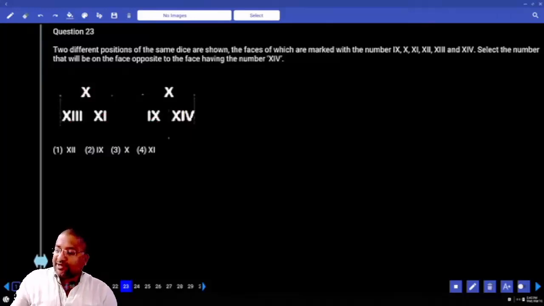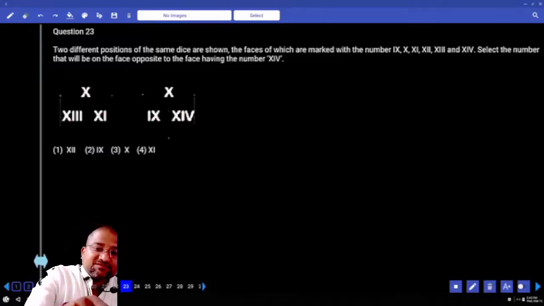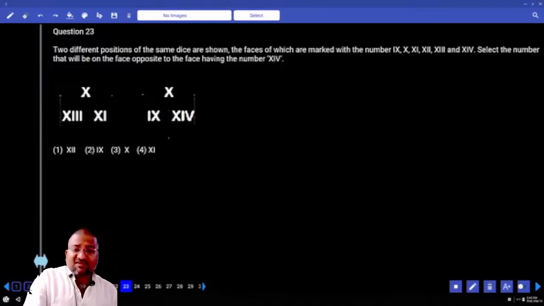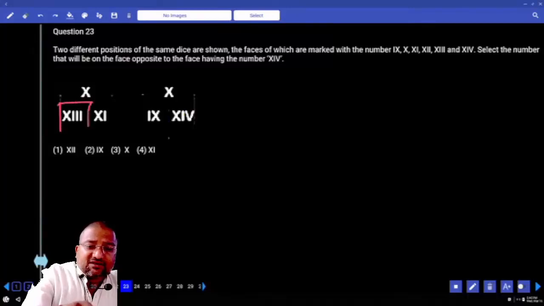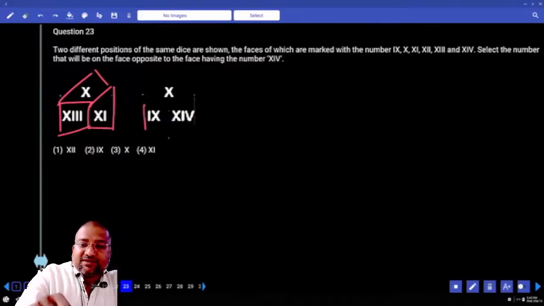Remember, what is this? This is on dice. Maybe the image is not clear to you on the screen. This is how it would look. Similarly, here also.